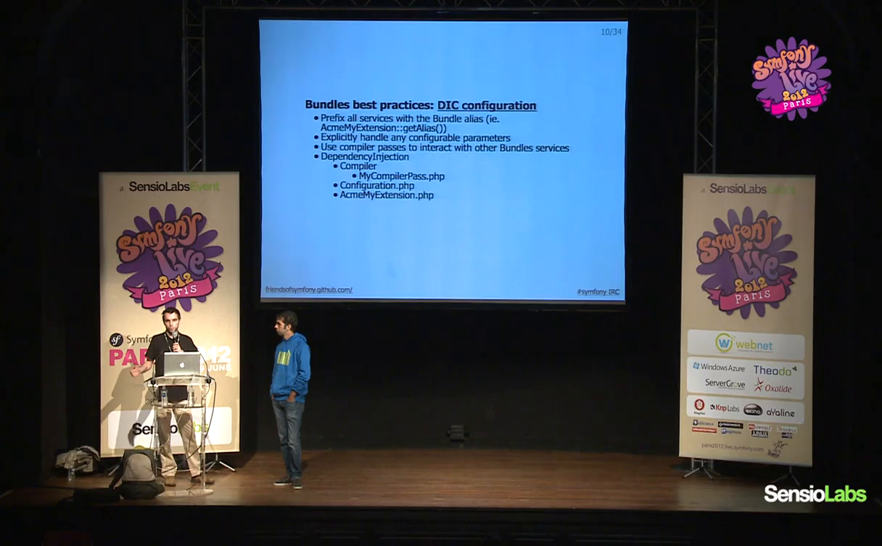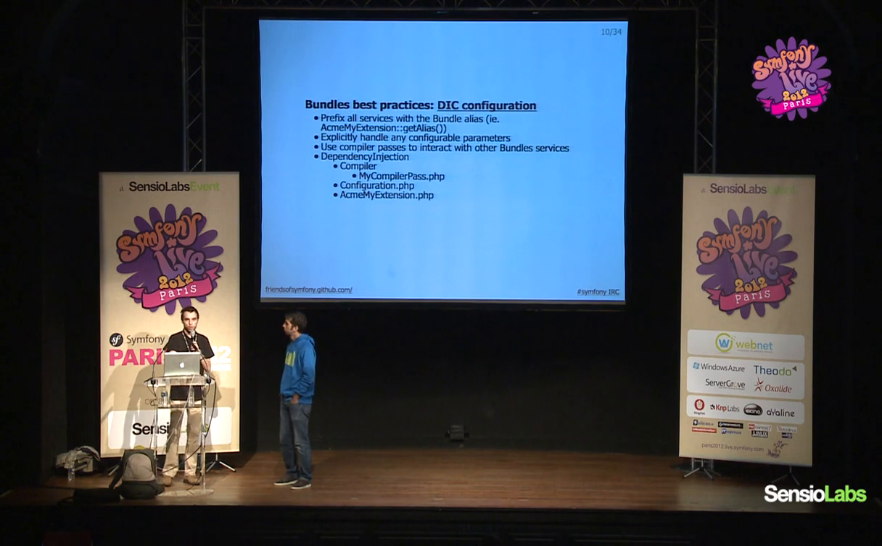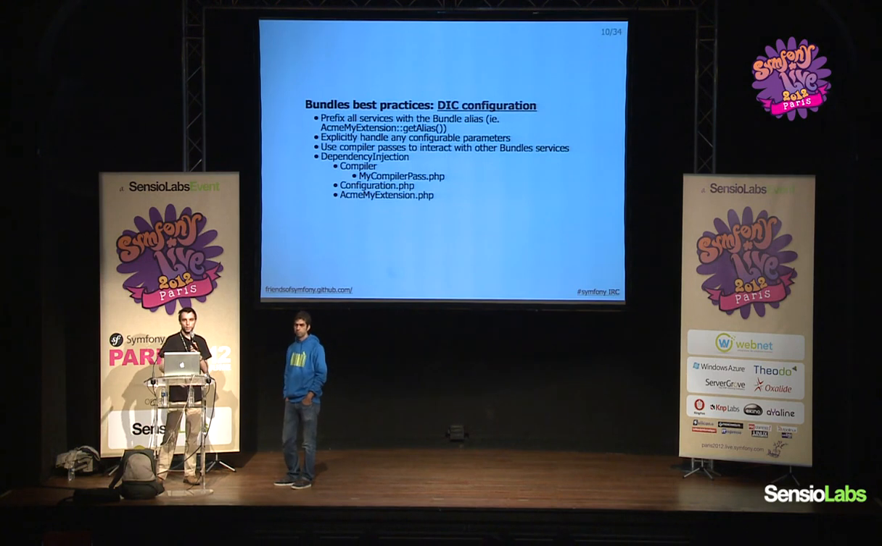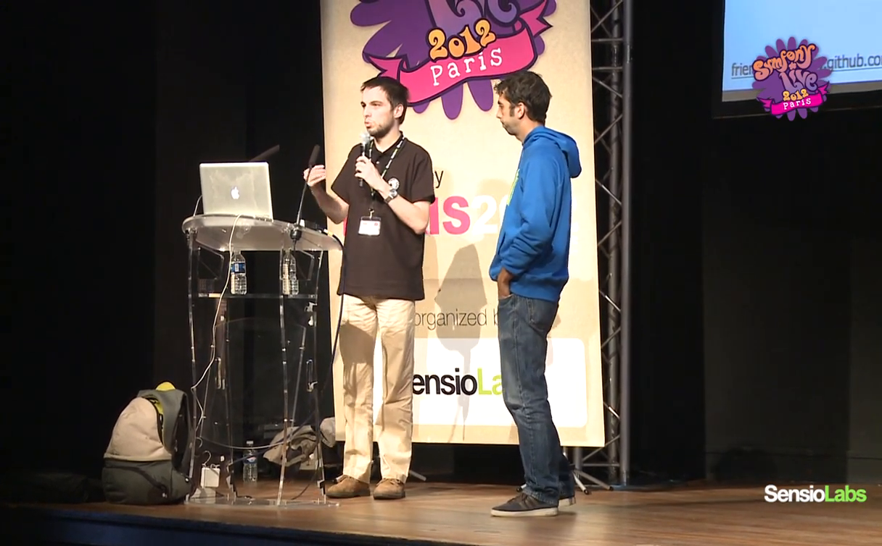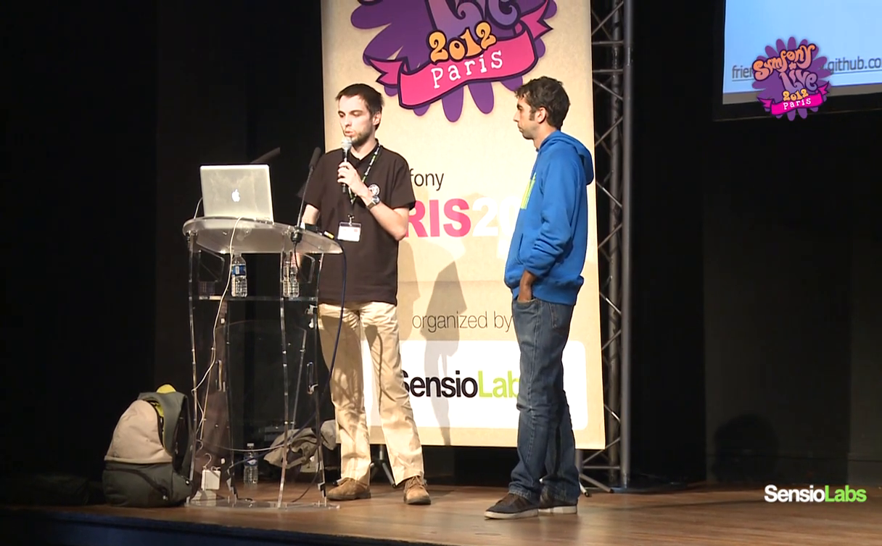And if you want to replace services from other bundles, the right way to do it is compiler passes, because they will ensure that even if your bundle is registered before the other one, when the compiler pass runs, all services of the other bundle will be there. If you just do it in your extension class and want to modify a service, you will just not see it because it will never be there. And if you want to replace it fully, it will work only if the bundle comes after, and you don't control the order in which the end user registers bundles. So please don't rely on the order, but use a clean way to replace them.